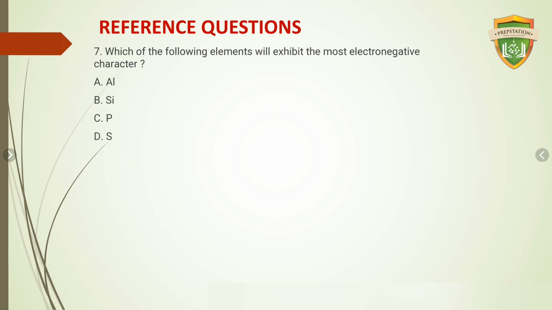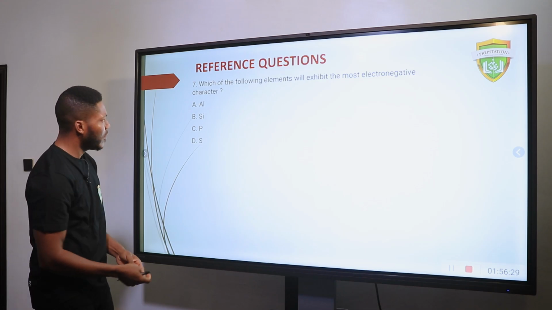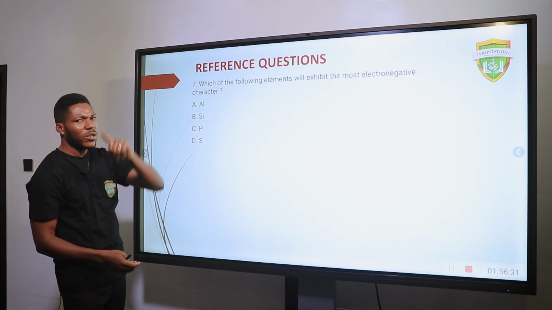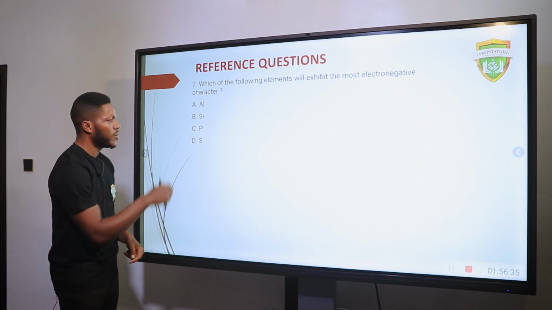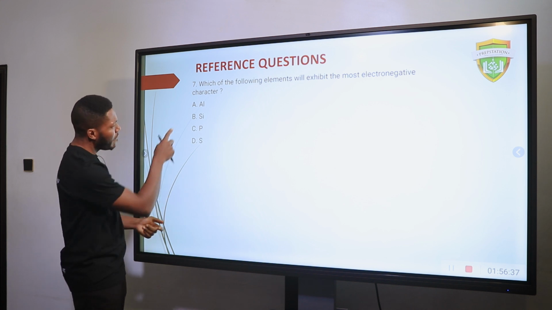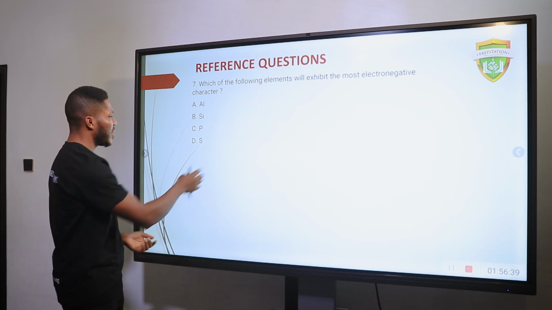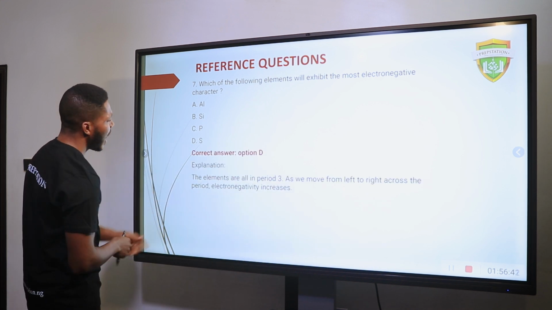All right, the last one, which of the following elements will exhibit the most electronegative character? The most electronegative. Now, you can do your screening from the options. First of all, it can be aluminum because it's a metal. Okay? And it can be phosphorus. It can be what? Silicon. What do you think is the answer? Sulfur. All right? Answer there is D.